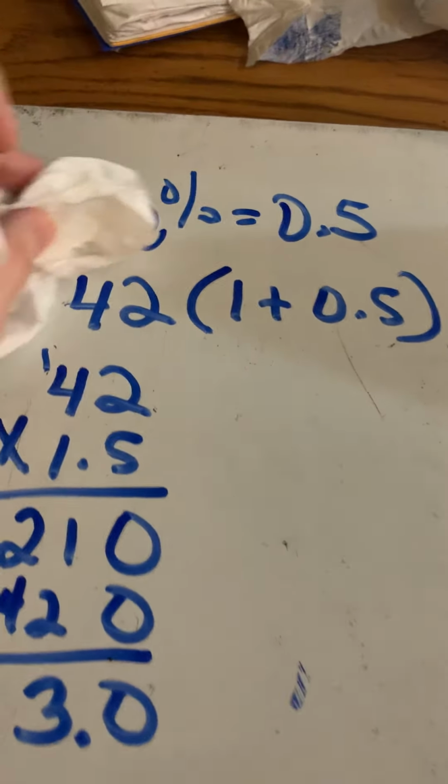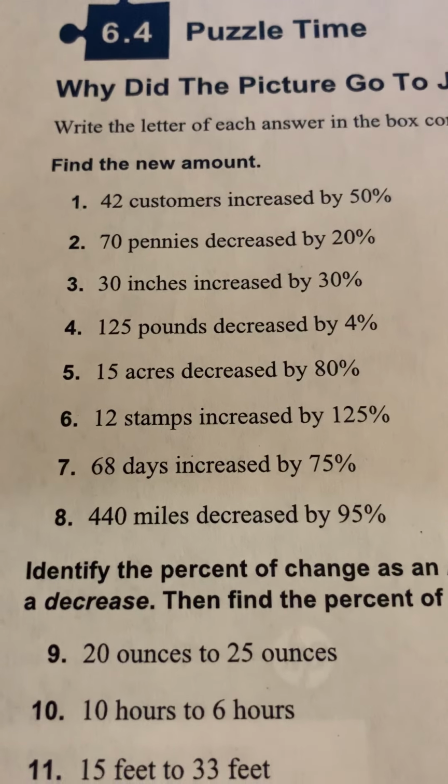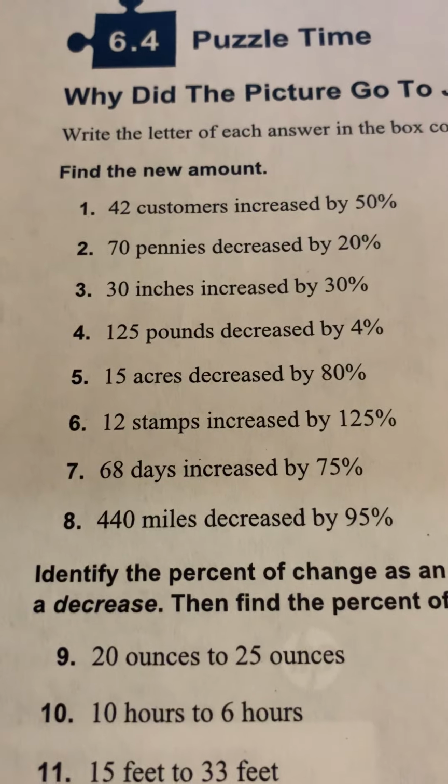Now when you figure out a decrease, okay, so I'll show you the decrease. That's an increase, and that's basically figuring out like a subtotal if they marked up the price 50%. Now 70 pennies decreased by 20%, when you have a decrease, of course, you're going to end up subtracting. So when that happens, you're going to have 70 decreased by 20%.